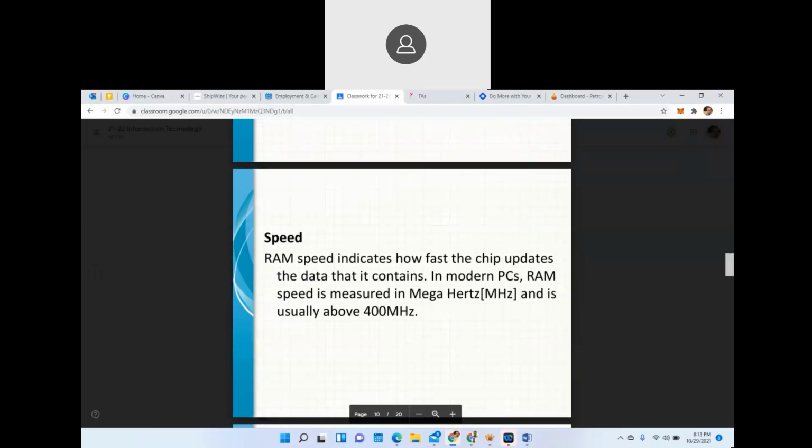So the speed is the next thing that you look at when it comes to RAM. Not the most important thing, but it's very important because the faster the memory performs, the faster the computer will perform, because it will get information faster.